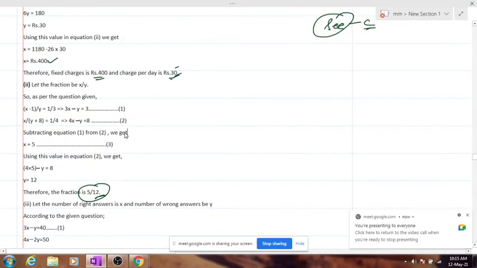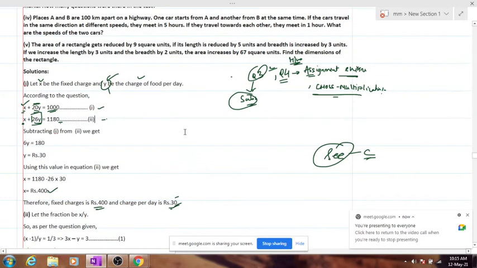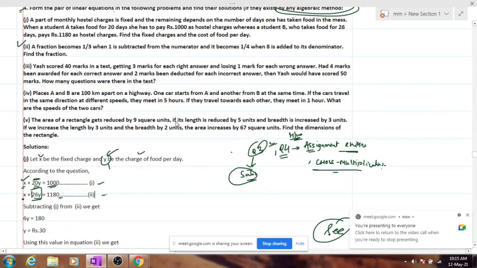Now, yesterday question number 4 was given as homework and we did question number 4 part 2 in the class as well. We will do 4 part 2. Yes or no? The fraction becomes 1/3. Can you see the question?